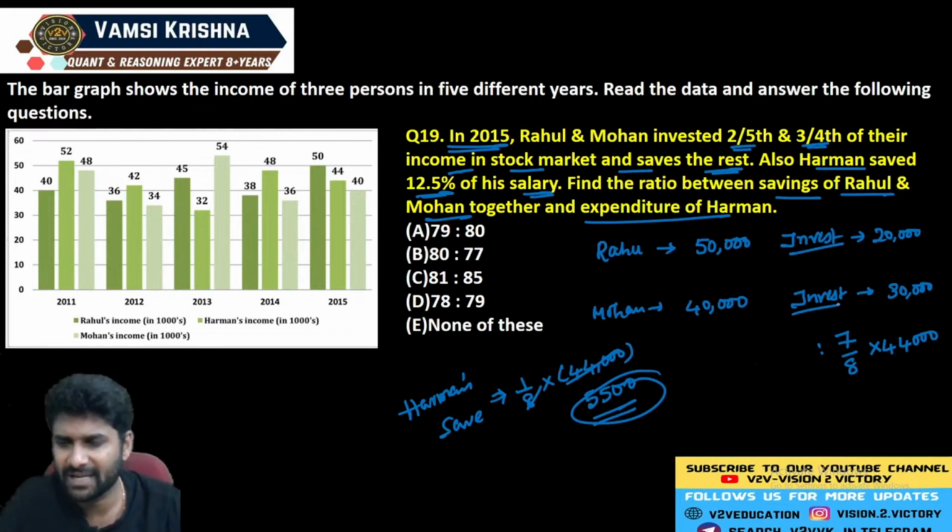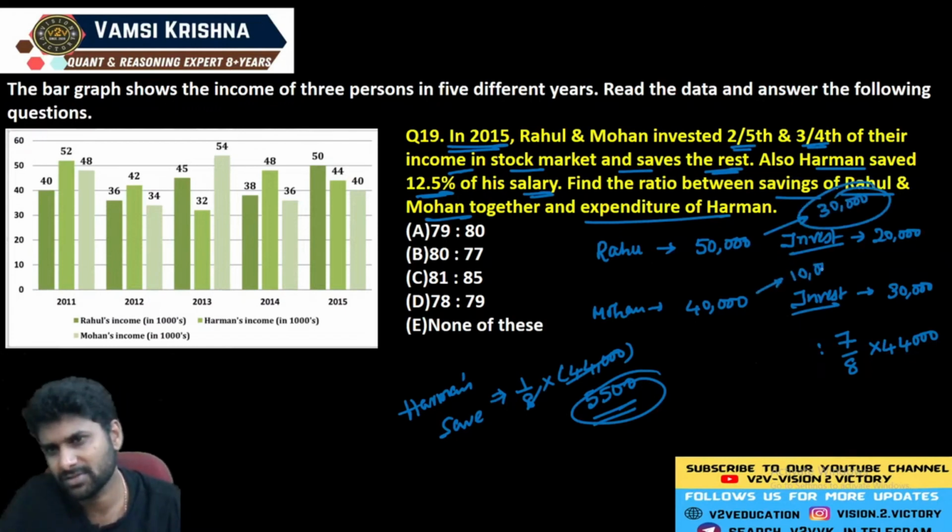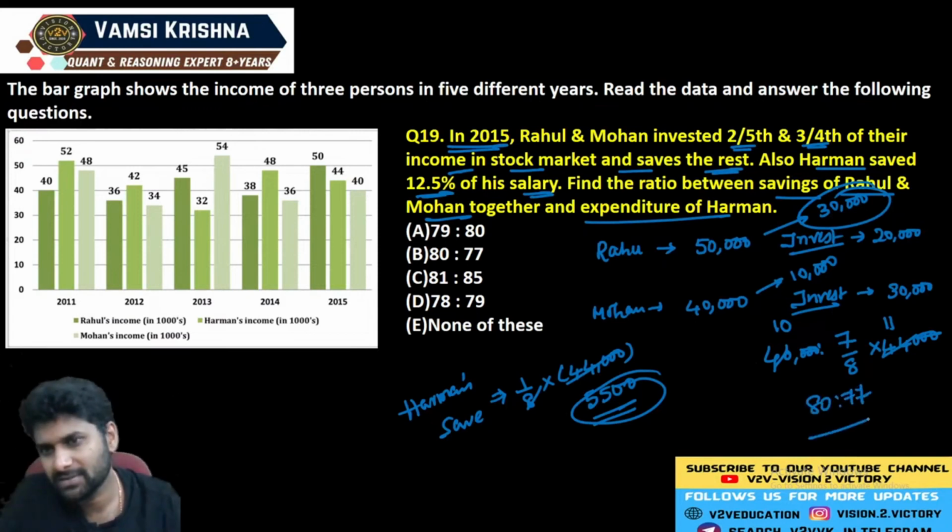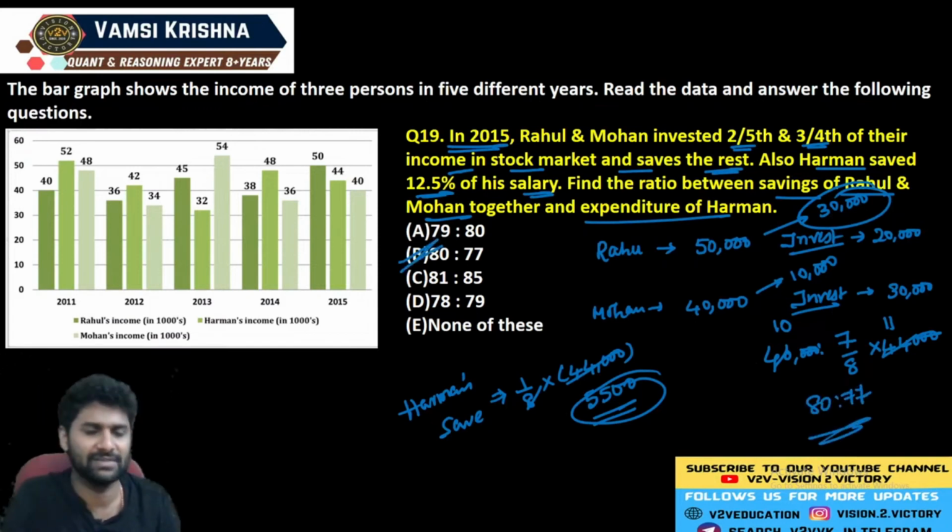Guys, sorry, it's an investment, right? So what about the savings here? It's a savings of 30,000. You have to see, it's a savings of 10,000. So total savings is 40,000. Just cancel 3 zeros and 3 zeros. It's 11 times, it's 10 times. It's a ratio of 80 to 77.